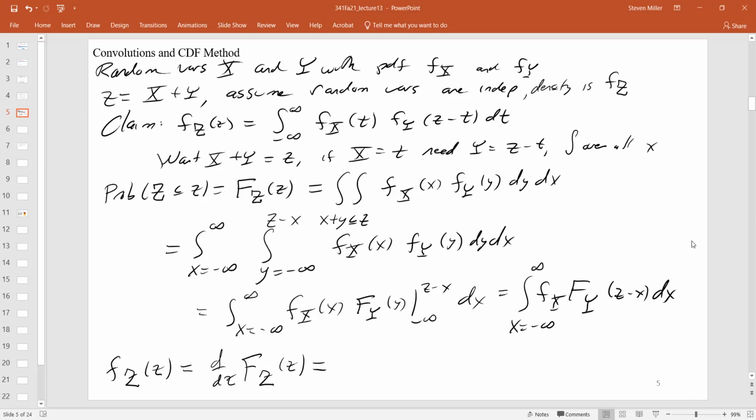Moving on, we see beautiful twinkles. So you have to justify saying the derivative of the integral is the integral of the derivative. So using real analysis, this is the integral from x equals minus infinity to infinity, f_X of x. Now, when I bring the derivative inside, what's the derivative of the cumulative distribution function of y at z minus x?